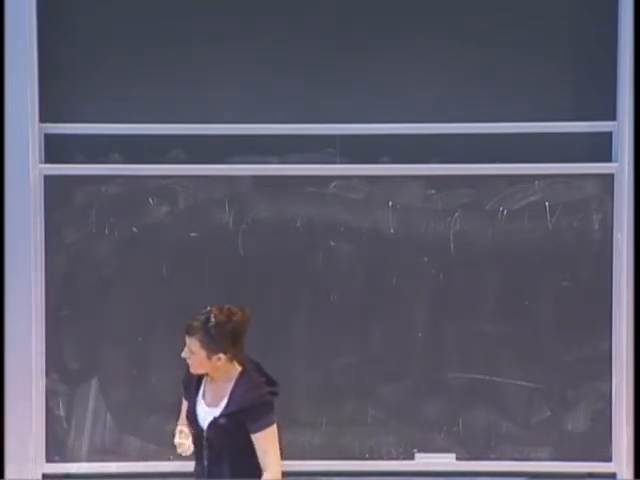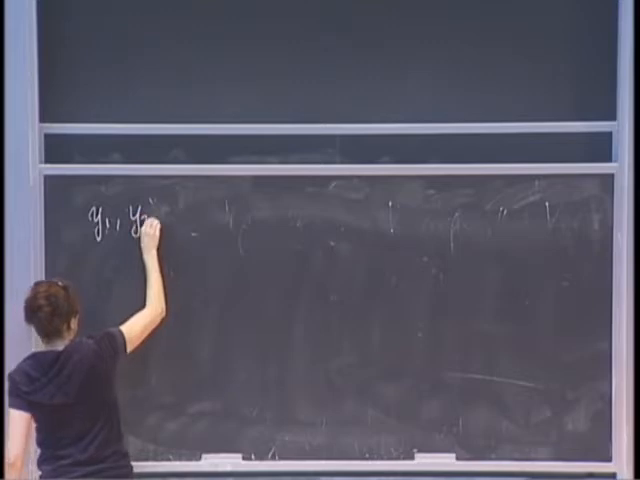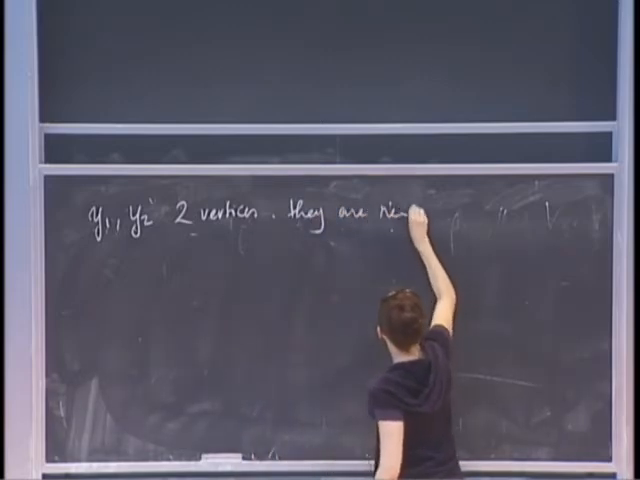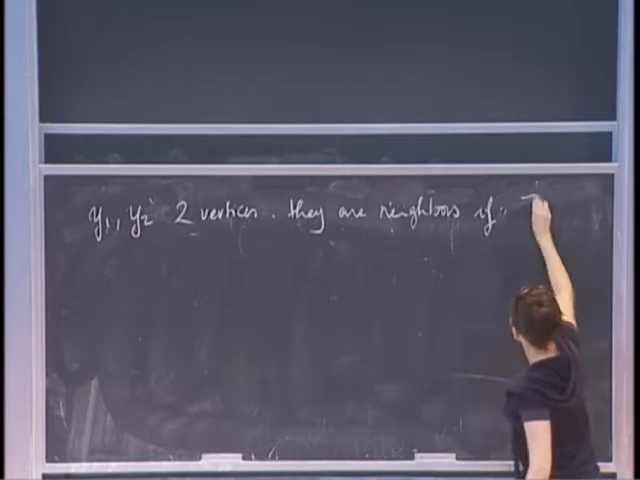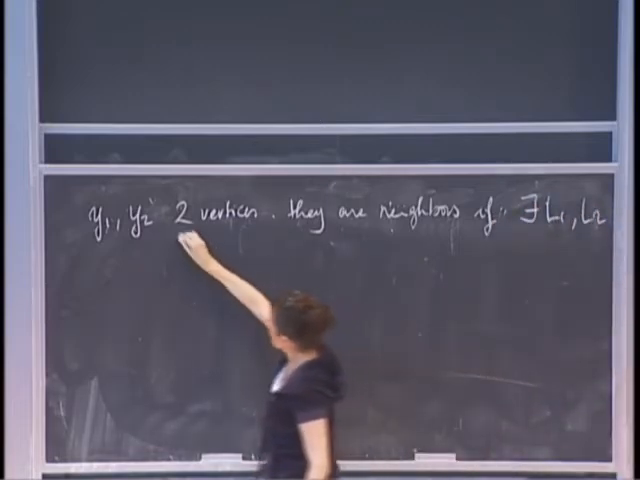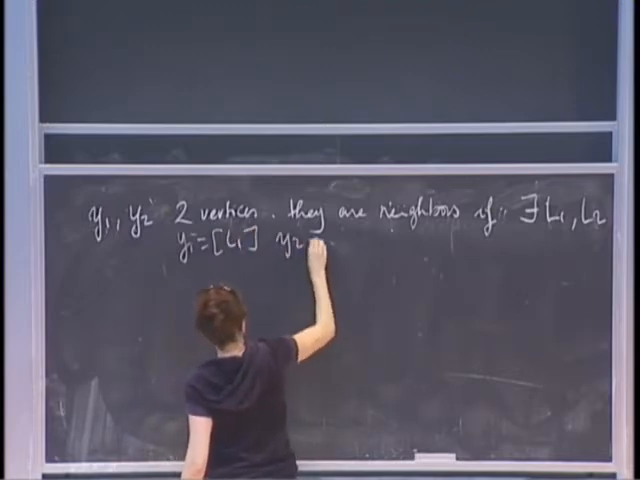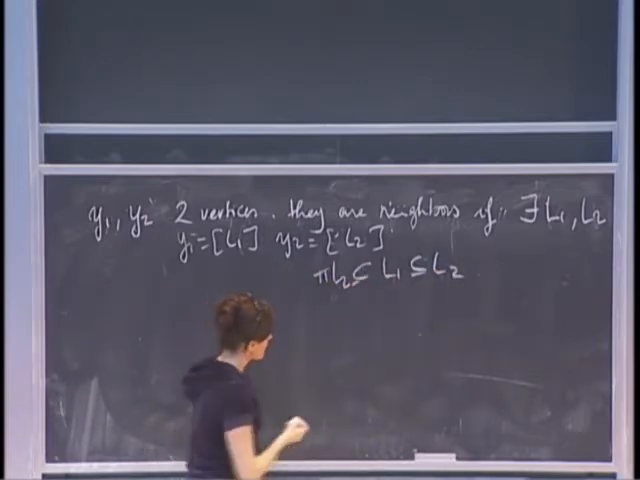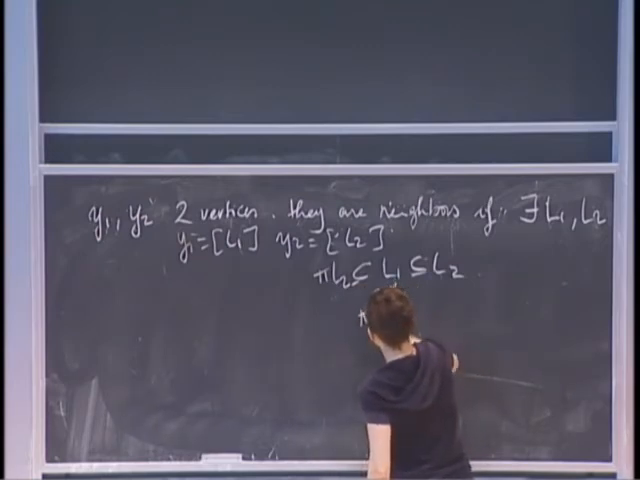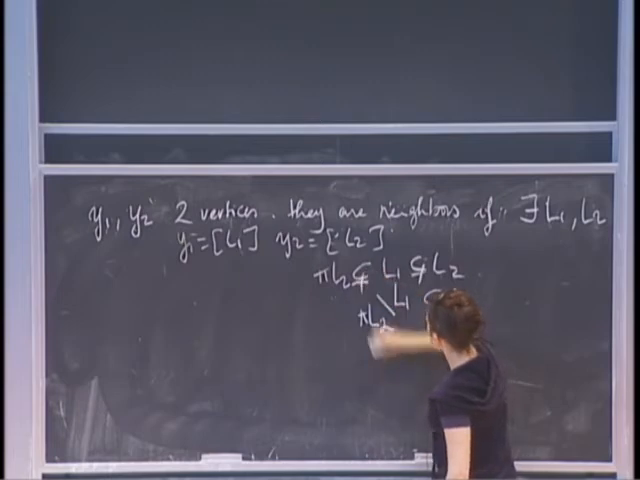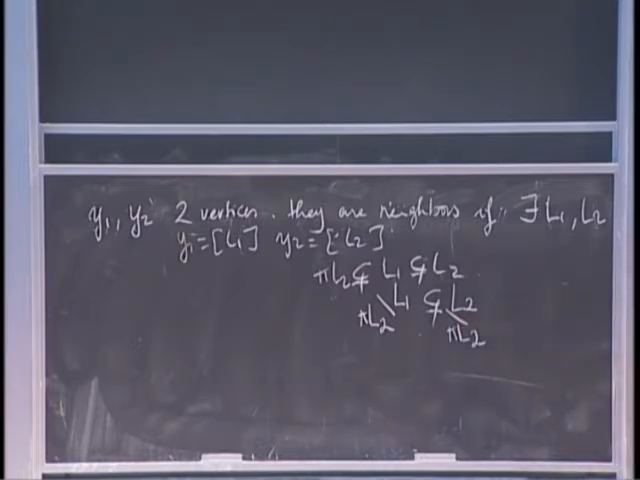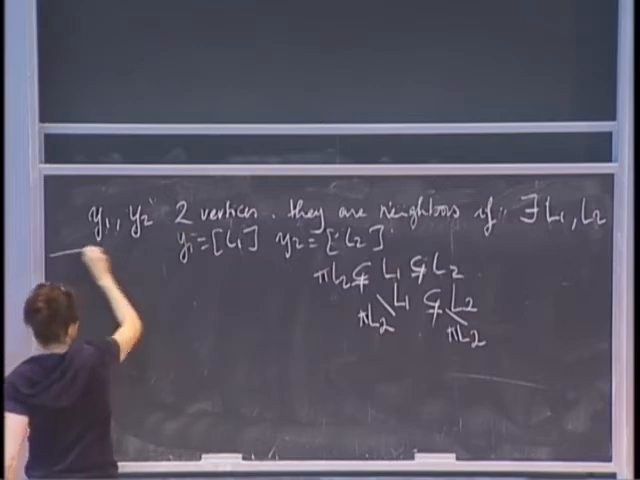Okay, so how do we decide if two lattices are neighbors in the tree? Well, not two lattices, two classes of lattices. So let's take y1, y2, two vertices, and they are neighbors if there is a lattice L1 and a lattice L2 corresponding to each vertex, such that L1 is contained in L2 and contains pi L2. This means that L1 over pi L2 is contained in L2 over pi L2. Sorry, pi is the uniformizer. I didn't mention pi.